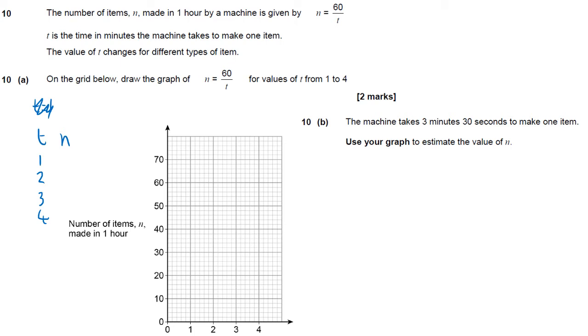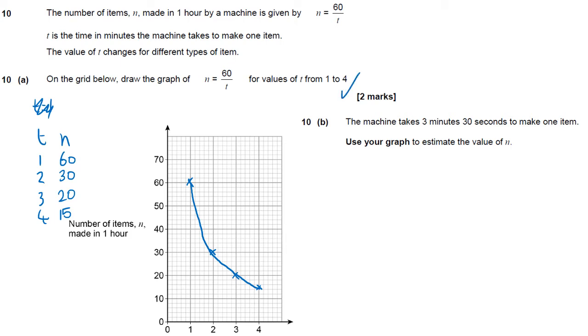So 60 over 1 is 60. 60 over 2 is 30. 60 divided by 3 is 20. 60 divided by 4 is 15. And then we just need to plot these on the graph. So 60, 30, 20, and then 15 is halfway between 10 and 20. So we get that. And let's just join those up with a smooth curve, as smooth as I can draw on a computer. Okay, so that's the first bit done.